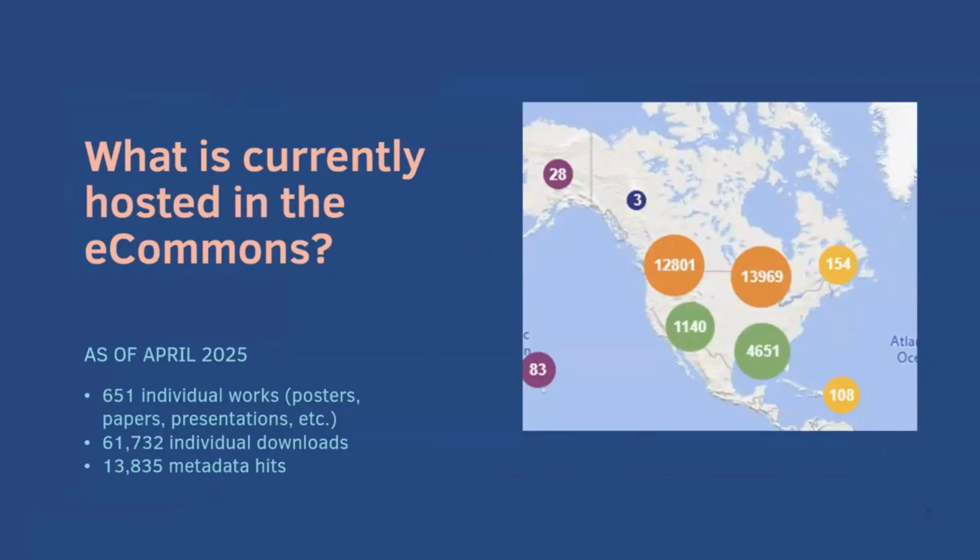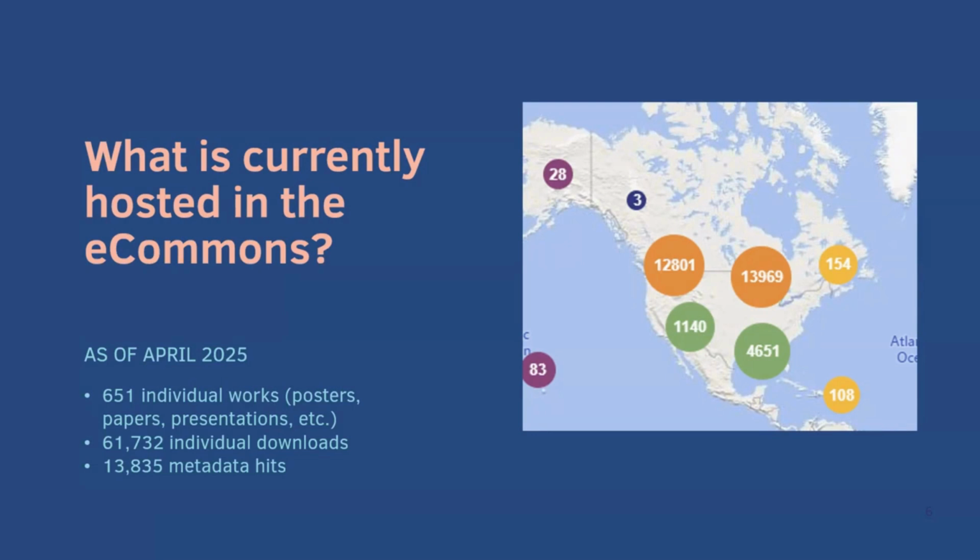And so what we currently have hosted in the eCommons is, as of when I pulled these statistics this morning, about 651 individual works. These are poster presentations from the research symposium, papers that faculty, staff, and other students have worked on as part of their research projects, presentations, video conferences, etc., that are located on our eCommons that people can access through direct links or can find citations for.